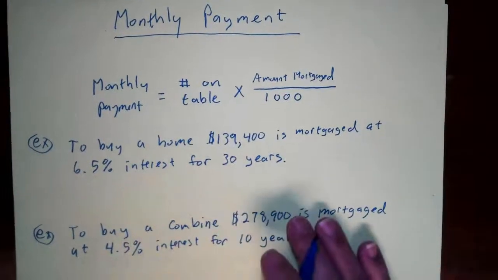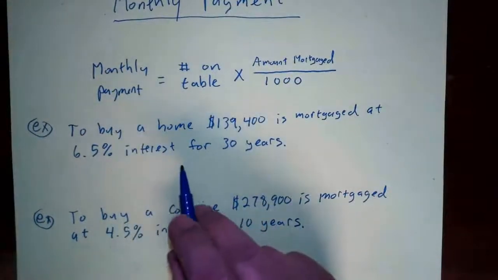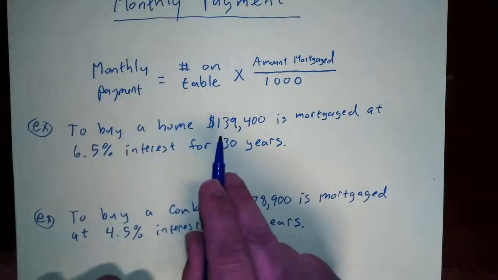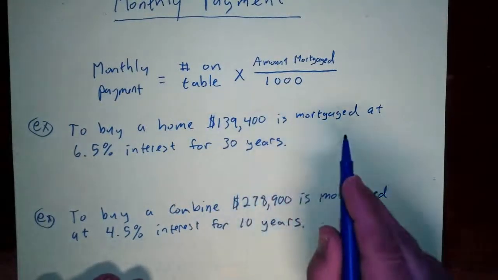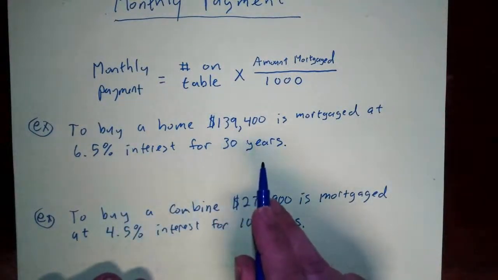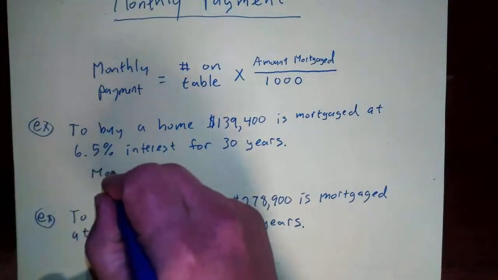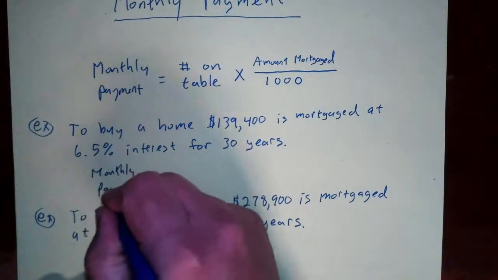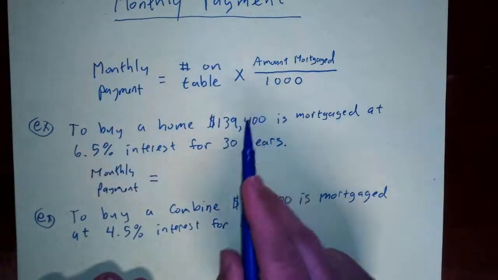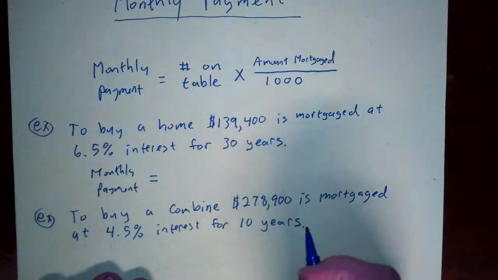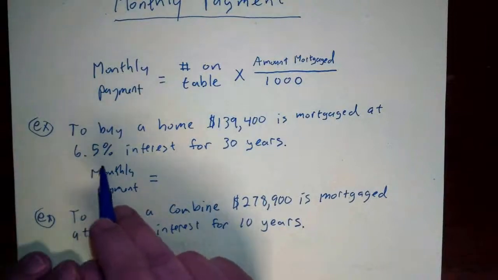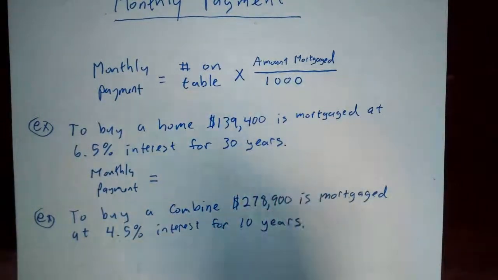So let's just try an example here, and you can see how this works. This says to buy a home, $139,400 is mortgaged at 6.5% interest for 30 years. So we want to figure out our monthly payment here. So it's going to be the number on the table times this amount mortgaged divided by 1,000. So I have to use my table now. So this is 6.5% interest for 30 years.